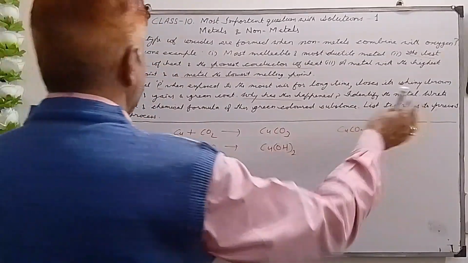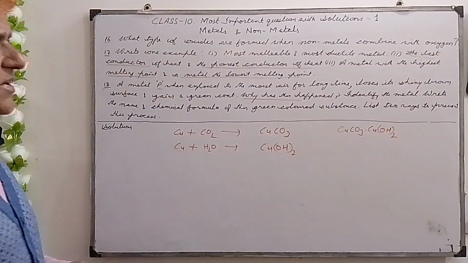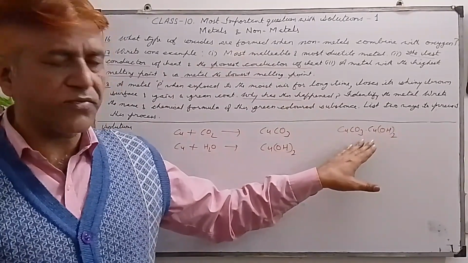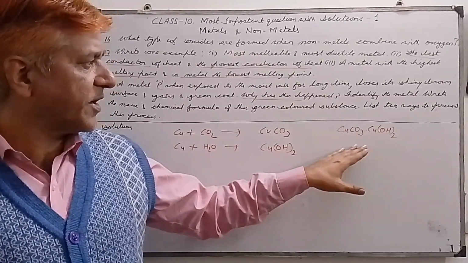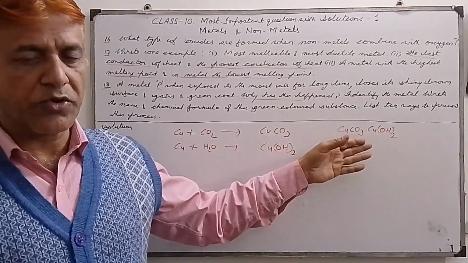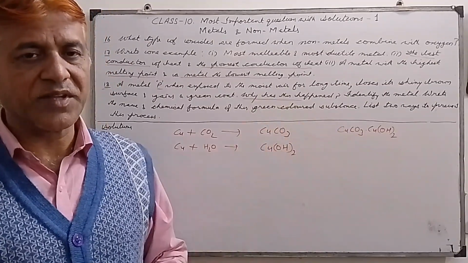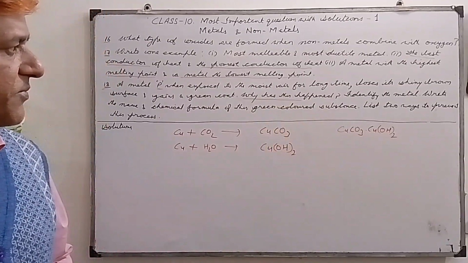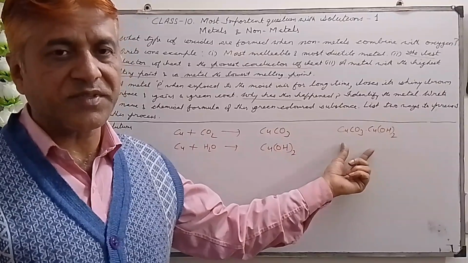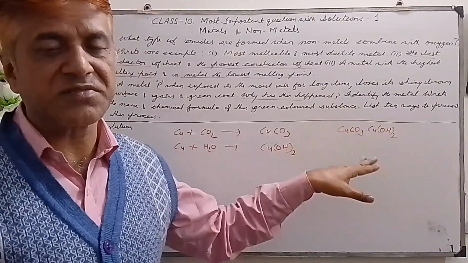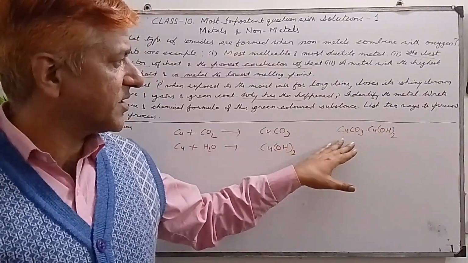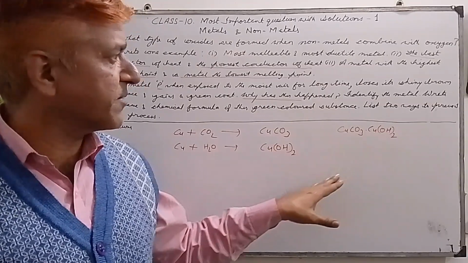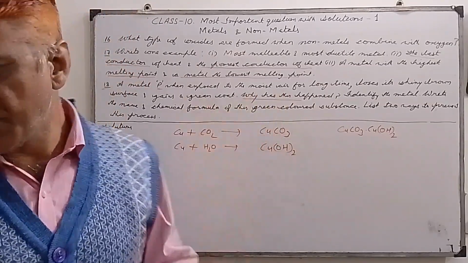List two ways to prevent this process. We can prevent the corrosion of copper by painting, by greasing, or by, for example, making alloys. We can also do galvanization. So these are some of the ways by which we can prevent corrosion of metals.